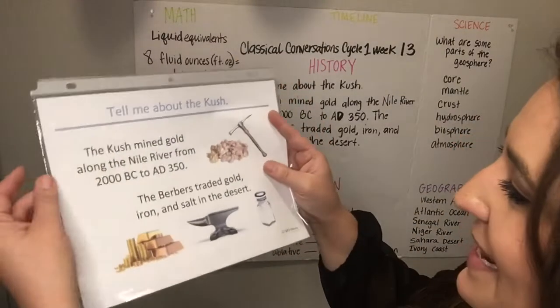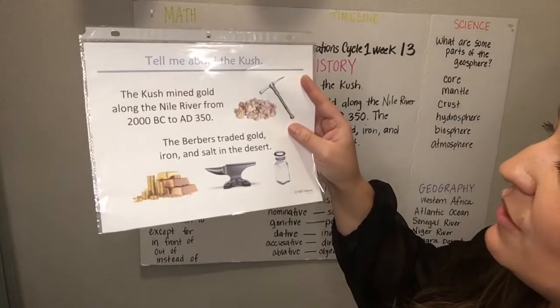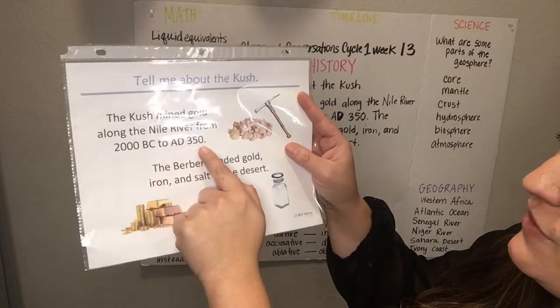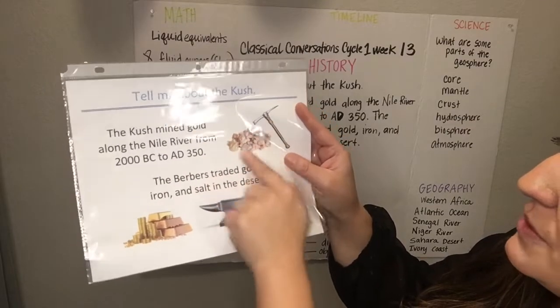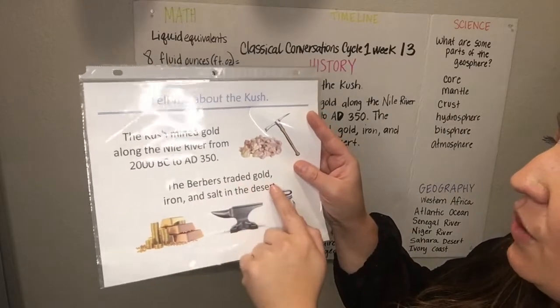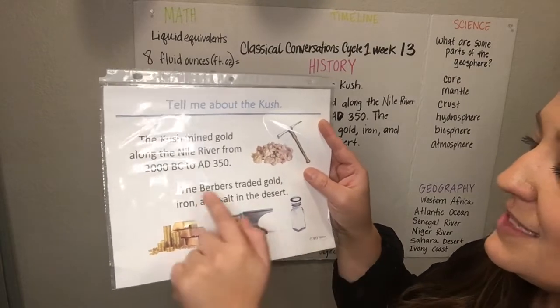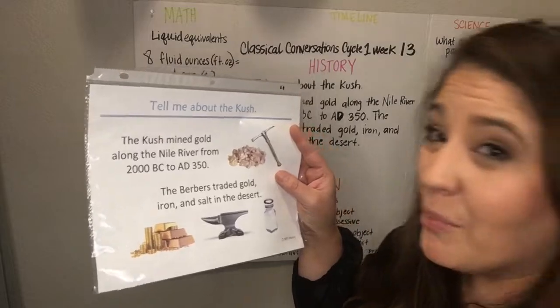We learned about mining. So the Kush mined gold along the Nile River from 2000 BC to 8350. This is mining gold. The Berbers traded gold, iron, and salt in the desert. Doesn't the word Berbers kind of sound like barter?